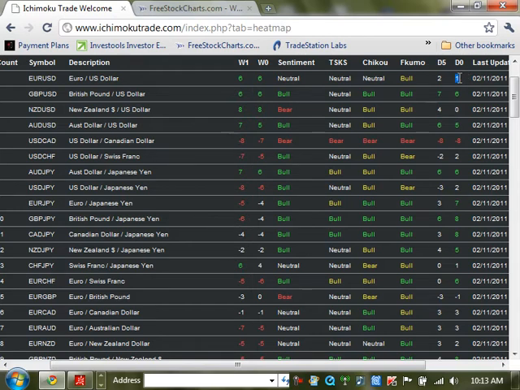D0 is basically the current Ichimoku rating for daily. W0 is the current Ichimoku rating for the weekly time frame for that particular instrument. What we're looking for is 5 to 8 for being bullish and -5 to -8 being bearish.